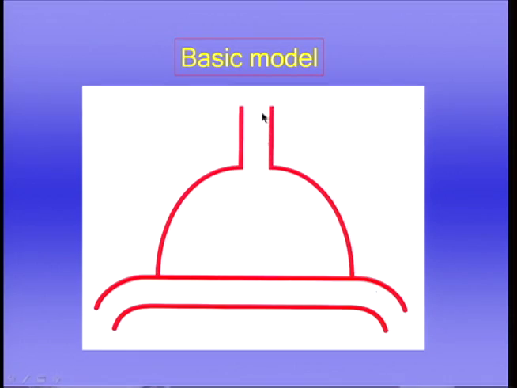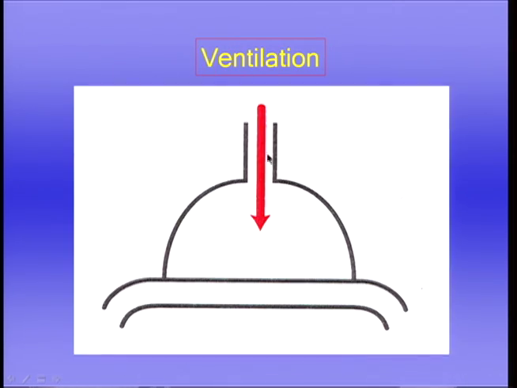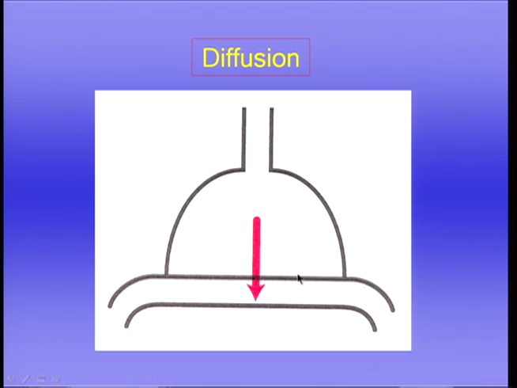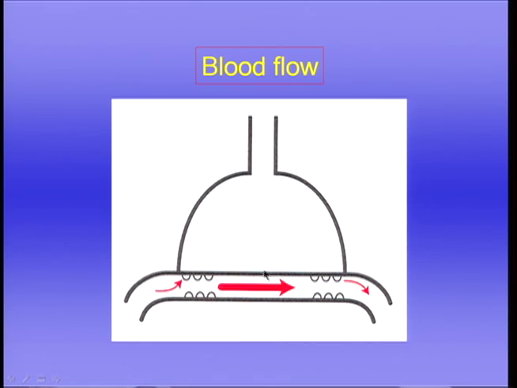To do that, we'll start with this nice basic model, which shows the airways of the lung, the alveolar gas compartment, the blood gas barrier, and the capillary blood on the other side. What we're going to be looking at this morning is ventilation, which is the movement of gas to the alveoli. This will be followed by the topic of diffusion across the blood gas barrier, as shown here. Then we're going to look at blood flow, which is the process of moving the oxygenated blood out of the lung and allowing the CO2-laden blood to come in.